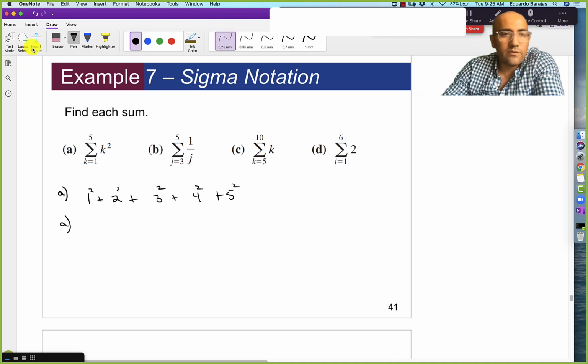Oops, I guess I don't need that. So now we just simplify it and get an answer. So this becomes 1 plus 4 plus 9 plus 16 plus 25. Good. So let's see, that's going to be 5, 5 and 5 makes it 30, 39, 45, 55.